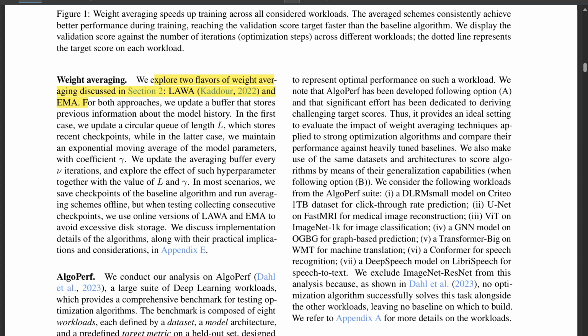To control for that variability and ensure the results were reliable, they ran all experiments rigorously, using 3 different random seeds. That's standard practice for scientific robustness. Okay, sounds like a very thorough setup. All right, let's get to the results. The first big takeaway, speed. Can weight averaging actually make deep learning models train significantly faster?